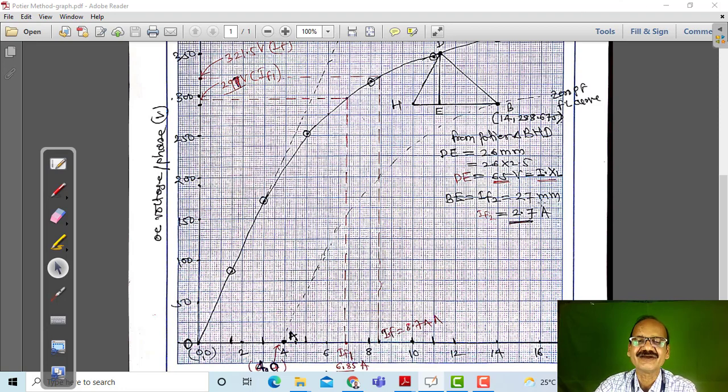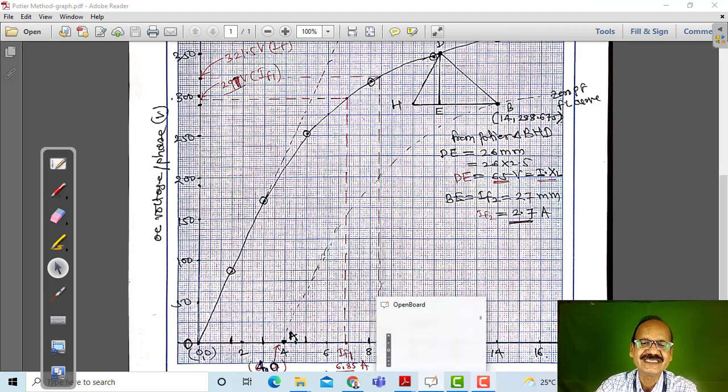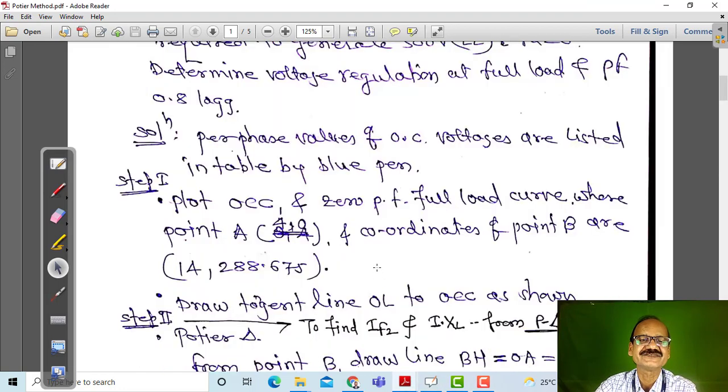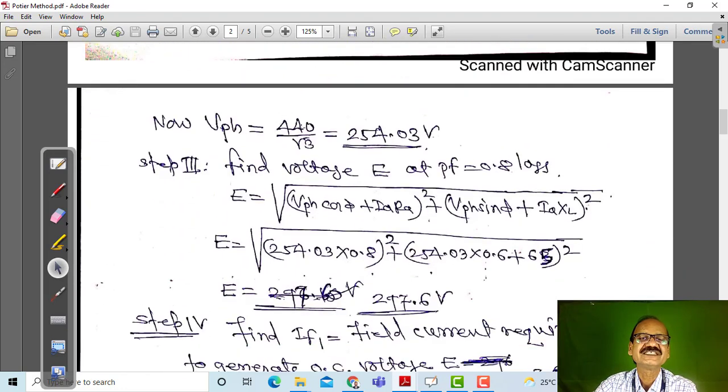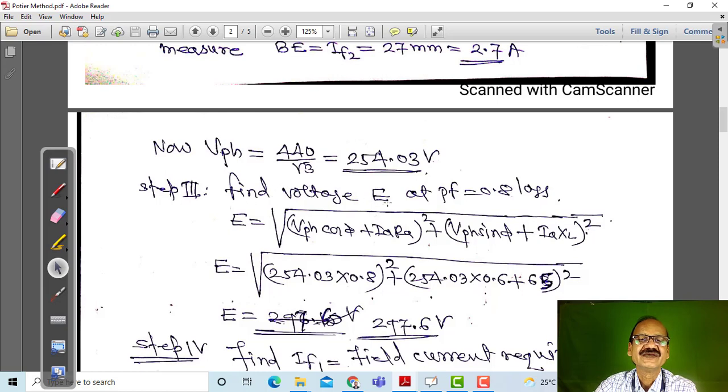Now from this leakage drop we have to obtain the voltage E. See, in this way. VPH is 440 divided by root 3 equals 254.03. Now step 2 is to find the voltage E at a power factor 0.8 lagging. So E is nothing but square root of (VPH cos phi plus IRA) whole square plus (VPH sin phi plus or minus IAXL) whole square, not XS. Here it is IAXL. Already we have obtained this drop.